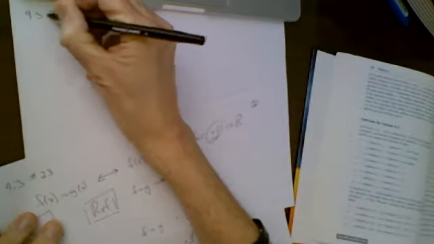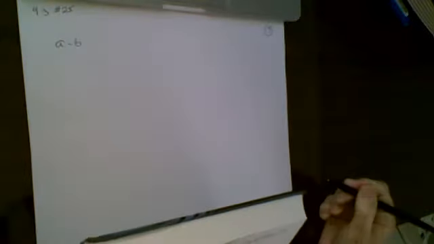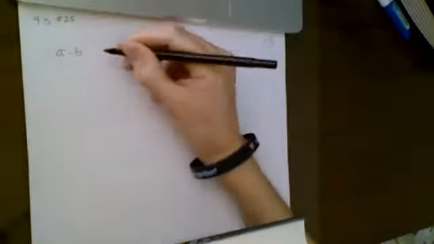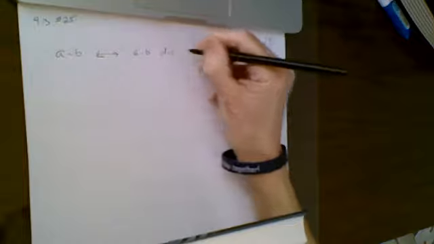Let's move to 4.3, number 25, as we move to page 7 of our notes. Okay, so 25, multi-parter. For the set Z, define tilde as A is related to B if and only if A minus B is divisible by 5.